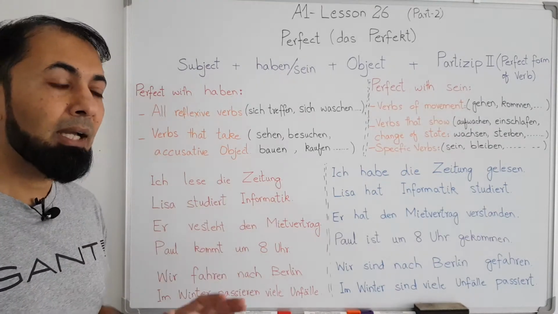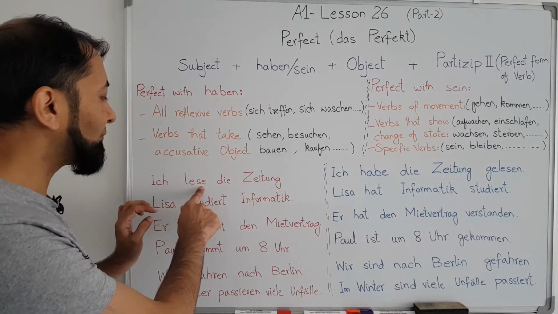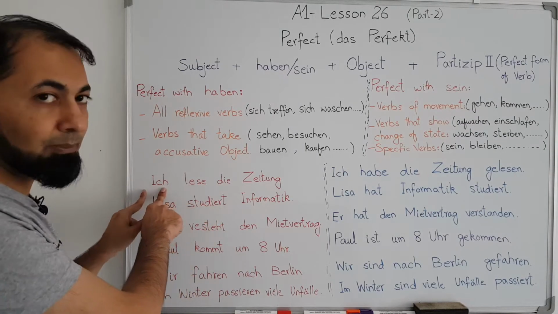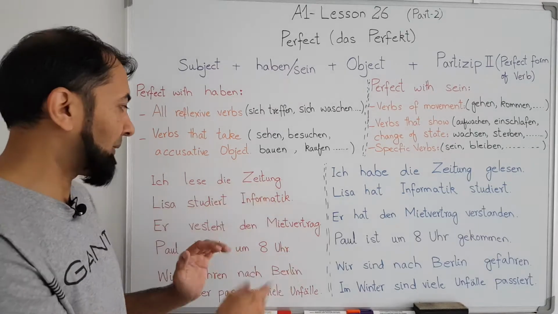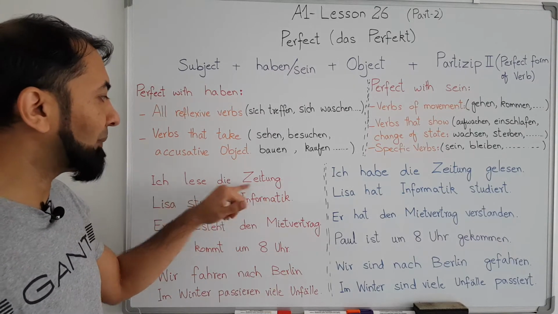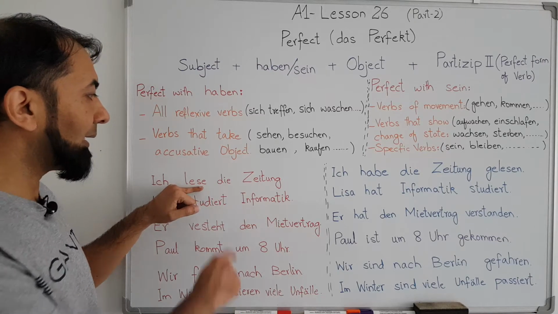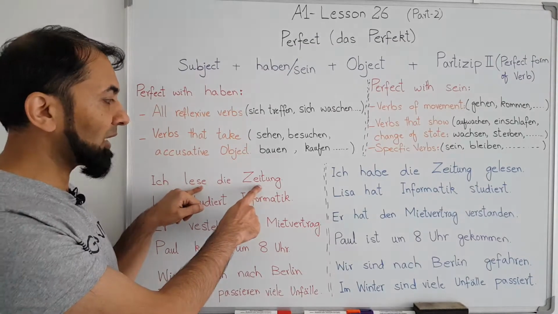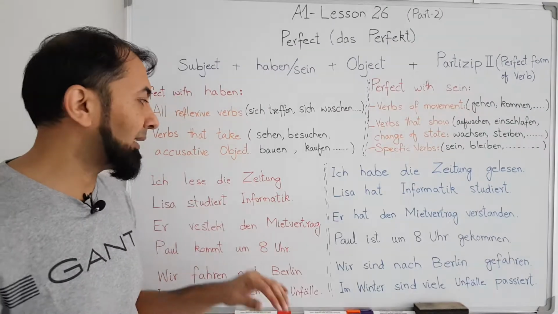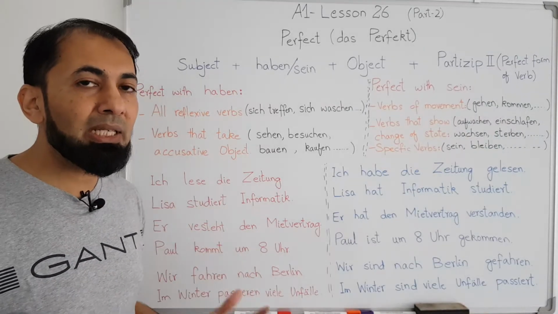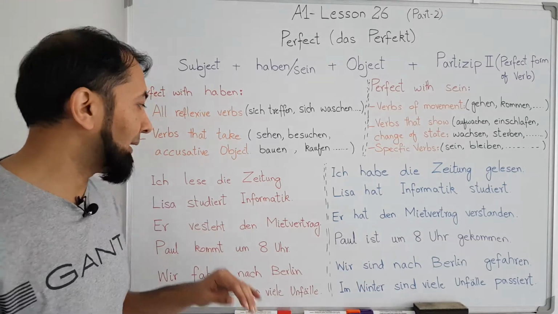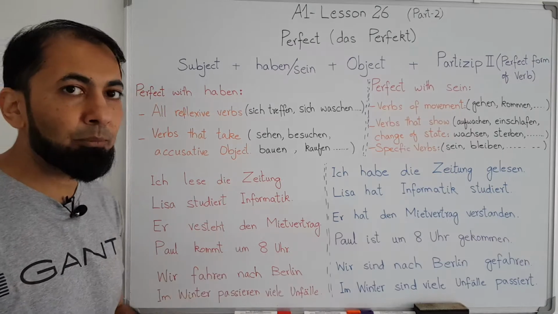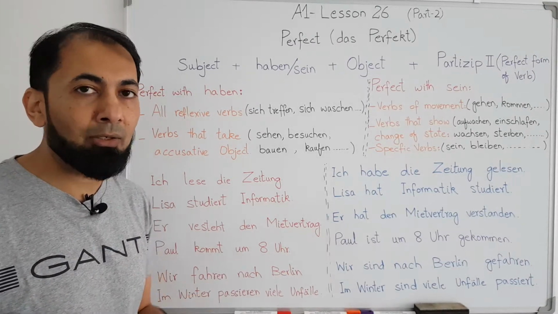I read the newspaper. Now lesen is one verb which, when conjugated with respect to ich, becomes lese, and Zeitung means newspaper. I read the newspaper. Now this verb lesen requires a direct object so that the sentence gets completed. If I simply say ich lese, I read, the sentence is not so clear. So I can read a book, I can read a newspaper, I can read a novel, etc.